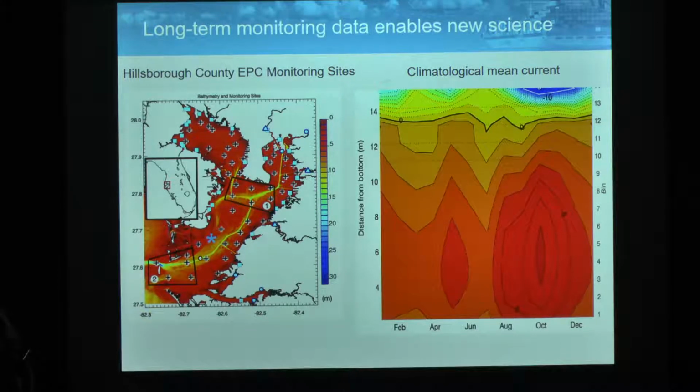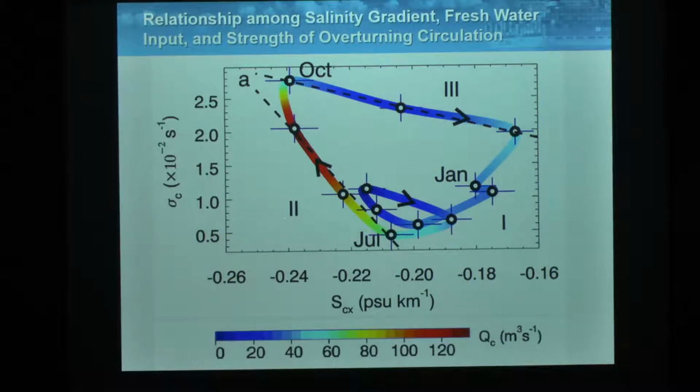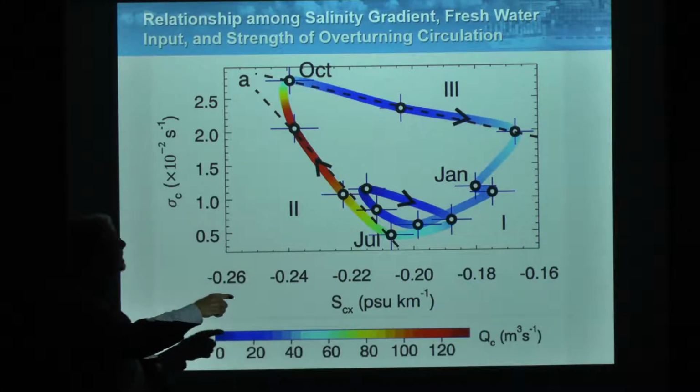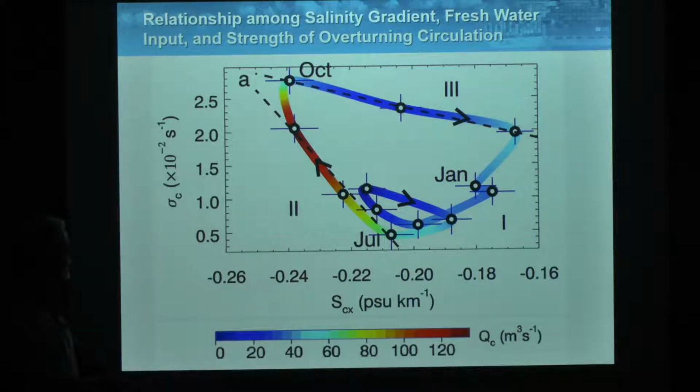So that's called the gravitational overturning circulation, or simply the estuarine or tidal residual circulation. The strength of that circulation is proportional to the strength of that horizontal salinity gradient. But if you plot, and this is work that Steve Byers and I have done in the last couple of years, the salinity gradient on the horizontal axis versus a measure of the strength of that overturning circulation on the vertical axis, you get this hysteresis loop.